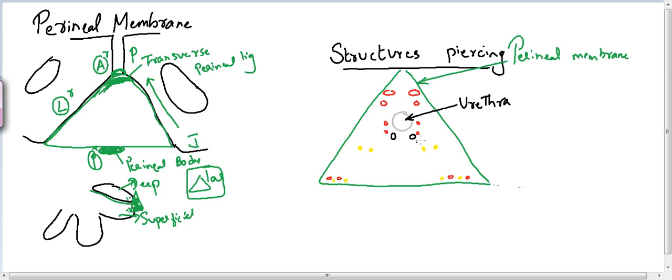This is the duct of the bulbourethral gland. Duct of the bulbourethral gland. In male only. Whatever I am talking is in male only. In female, an additional structure will pierce, and that is the vagina. So here I am depicting only the male.